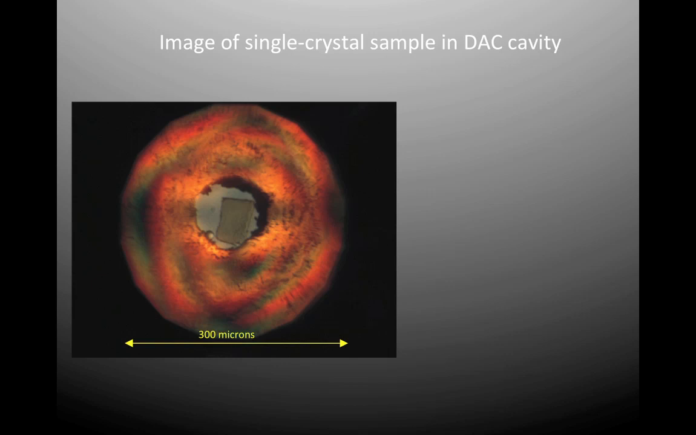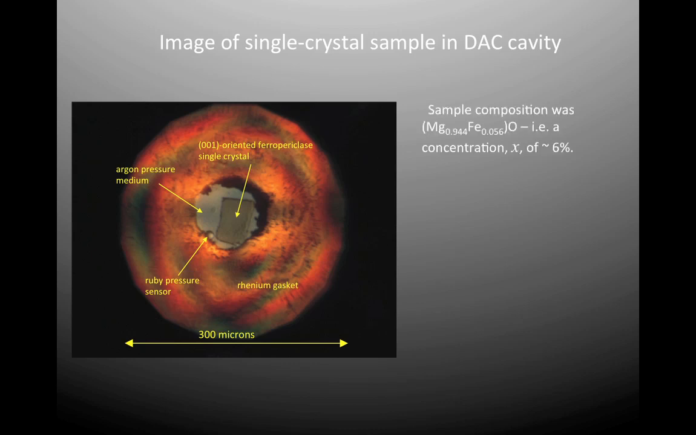The scale of this photomicrograph is about 300 microns across, and this is looking at the tips of the diamond on axis with the diamond. There's a 40 micron on edge single crystal of ferropericlase in this experiment. There's a ruby pressure sensor, a small crystal of ruby, and the argon pressure medium is filling the space that has been drilled in this rhenium gasket. So this was a 6% iron ferropericlase sample.